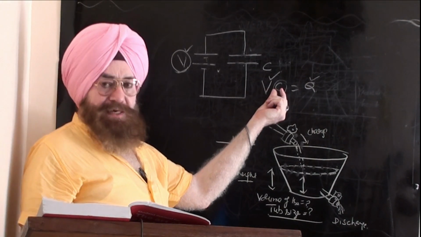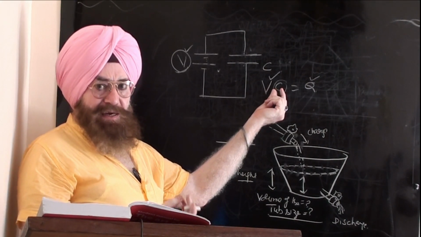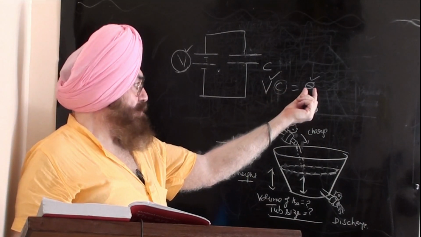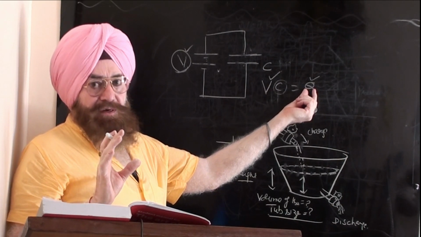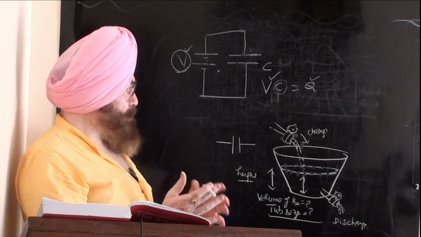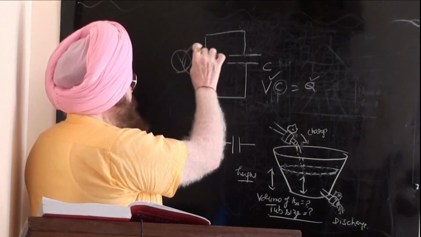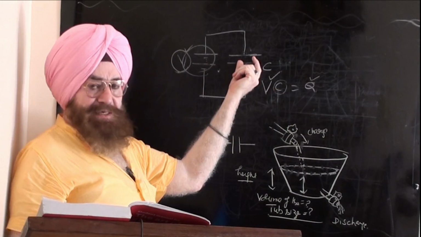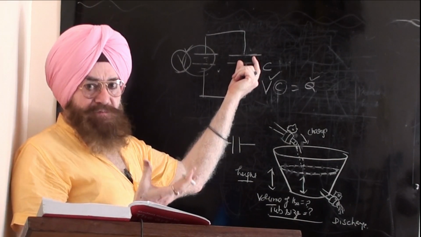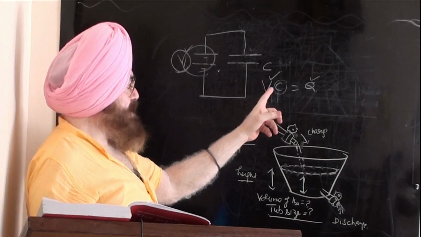And a weak capacitor means less capacitance, then it will store less charge. Charge capacity depends upon the strength of the voltage and upon its capacitance, meaning the strength of the capacitor. Vc equals Q.